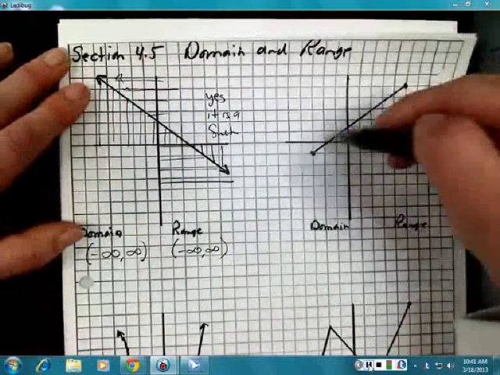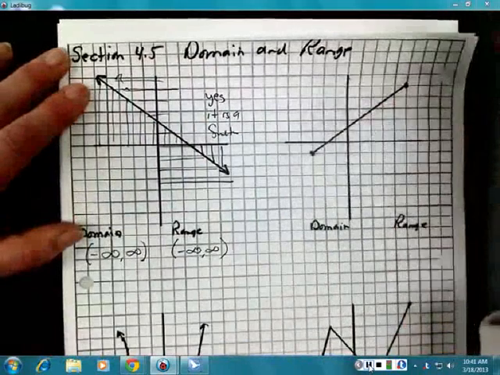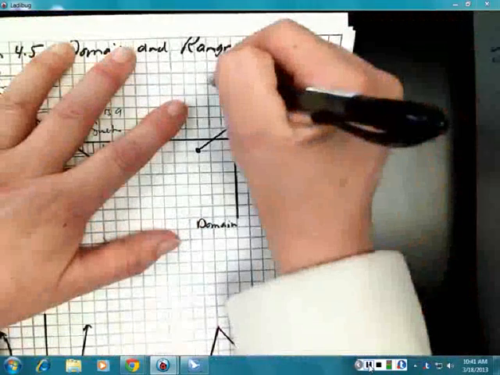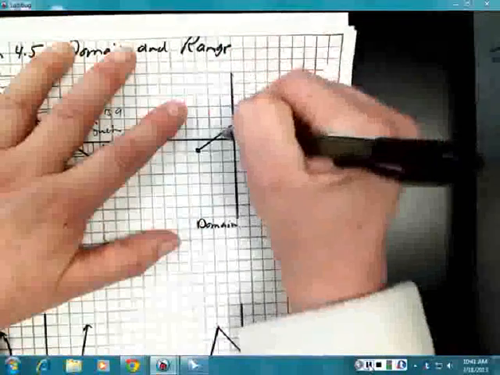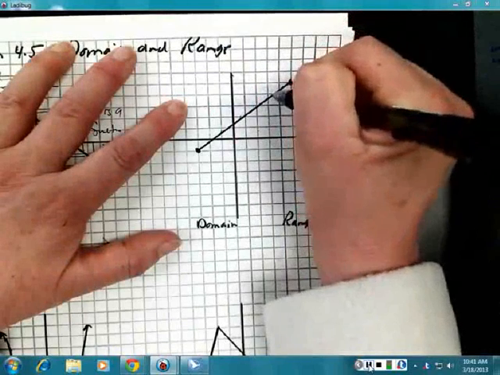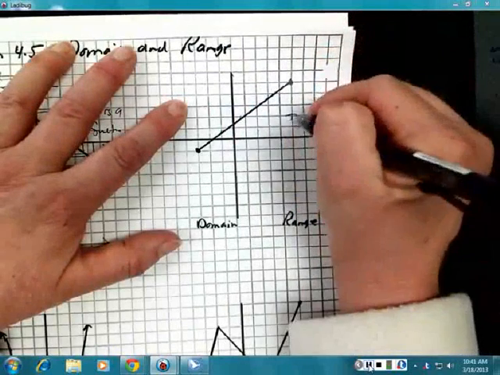Okay. Now if I go over to this line, it stops. It ends here and it ends here. It is a function. So is it a function? Yes. If I do my vertical line test, I touch there, I touch here, I touch here. Notice I'm not getting double things that I'm touching in it. So it is a function.